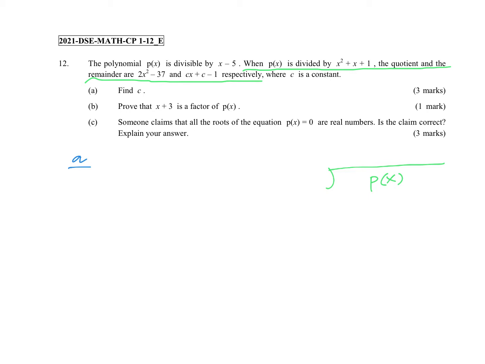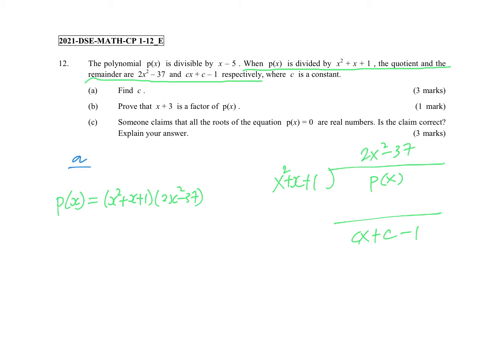So when p(x) is divided by x squared plus x plus 1, the corresponding quotient will be 2x squared minus 37, and then the remainder will be cx plus c minus 1. Now of course, for part A, we need to express p(x) in terms of x squared plus x plus 1, and then 2x squared minus 37, and then finally the remainder, cx plus c minus 1.